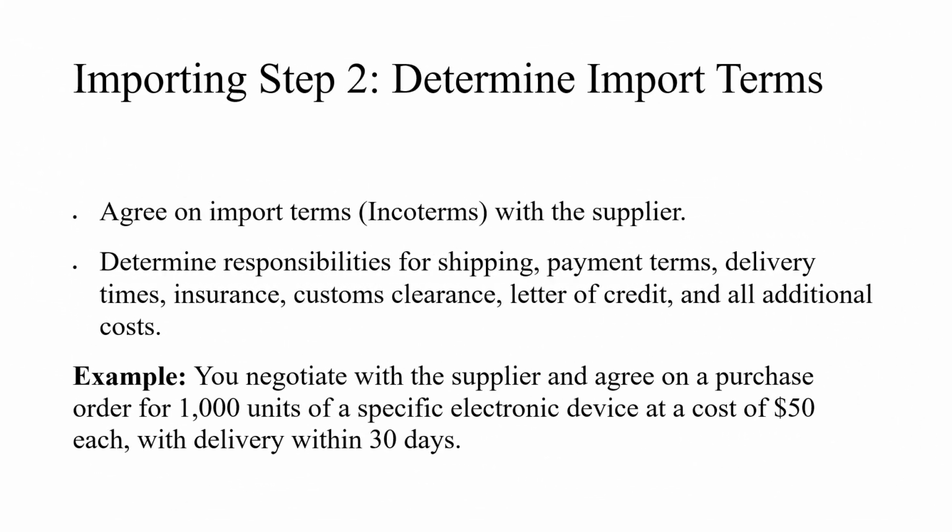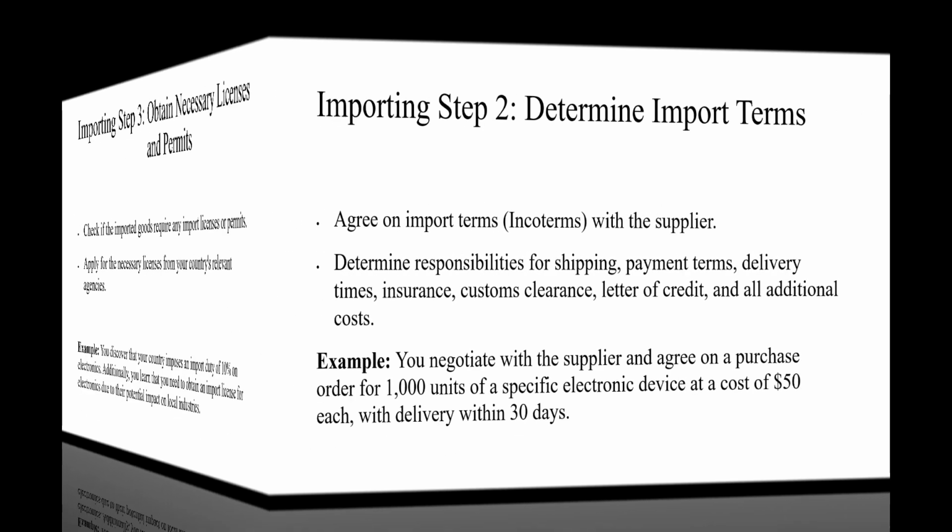Importing Step 2. Determine import terms. Agree on import terms, Incoterms, with the supplier. Determine responsibilities for shipping, payment terms, delivery times, insurance, customs clearance, letter of credit, and all additional costs. Example: you negotiate with a supplier and agree on a purchase order for 1,000 units of a specific electronic device at a cost of $50 each, with delivery within 30 days.